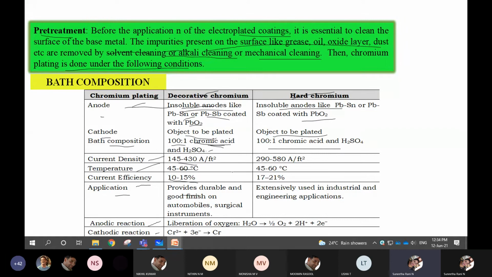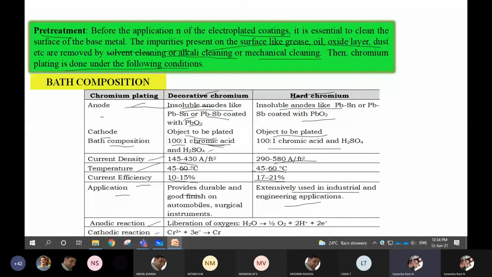The only change here is that decorative chromium uses a lower current density, but hard chromium uses more. What is the current density here? Because you have to maintain a greater thickness, we increase the current density to 290 to 580. The temperature is 45 to 60 degrees in both cases. The current efficiency here is 17 to 21%. Its applications are extensive industrial and engineering uses.